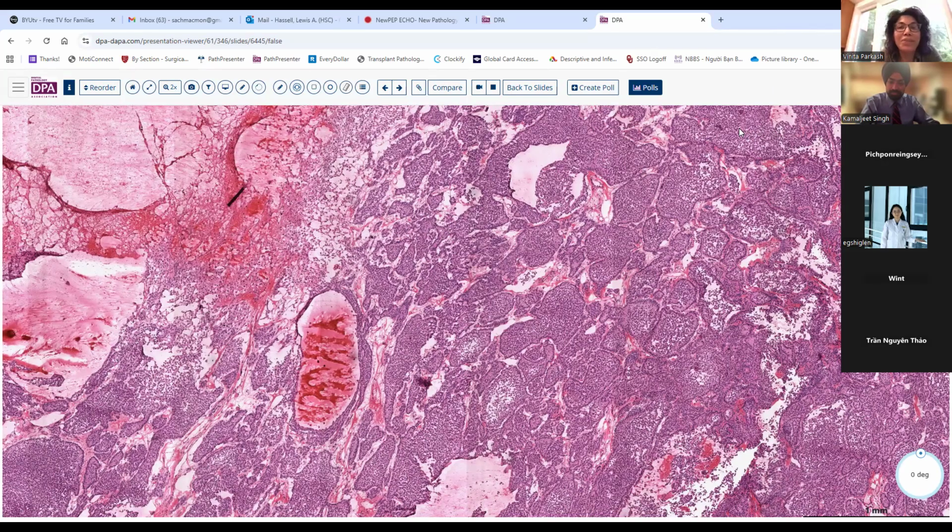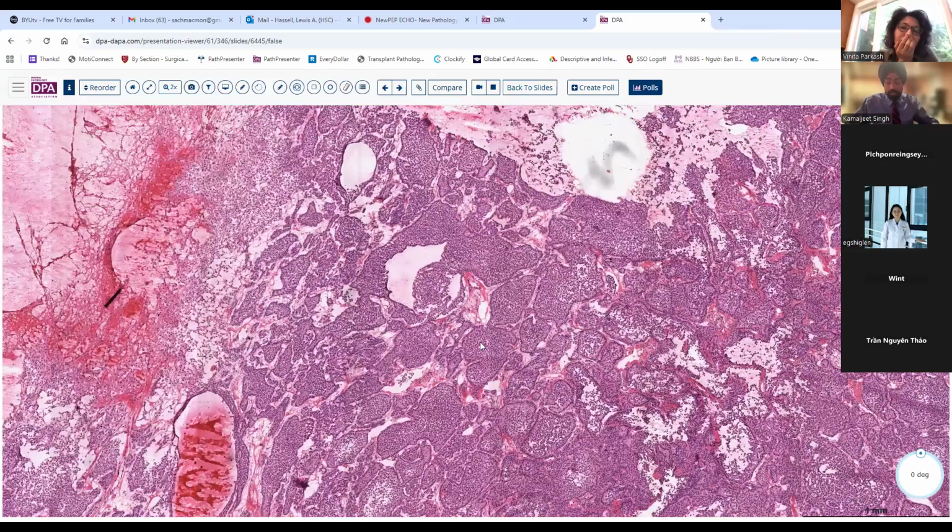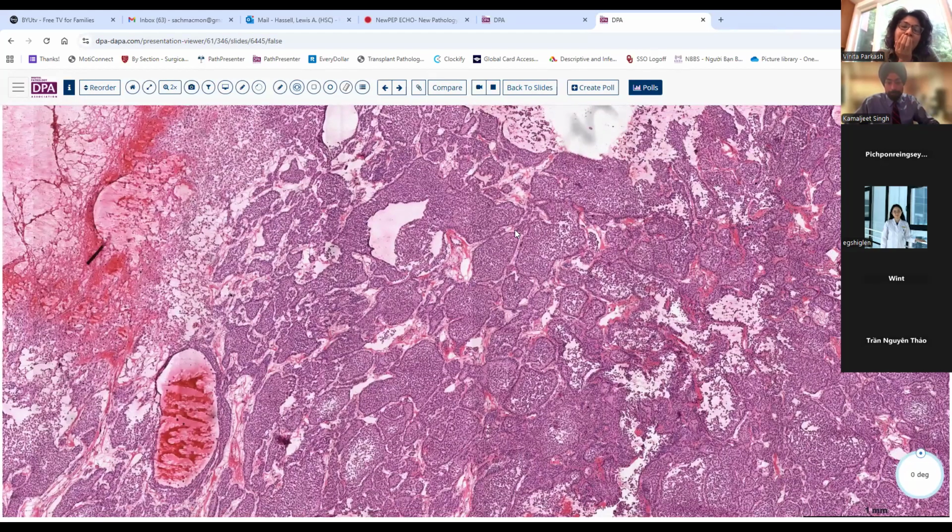I guess it would be granulosa cell tumor. So granulosa cell tumor is definitely in the differential, and you may not be able to make that distinction on frozen section. You're very correct there. Vanita, go ahead.